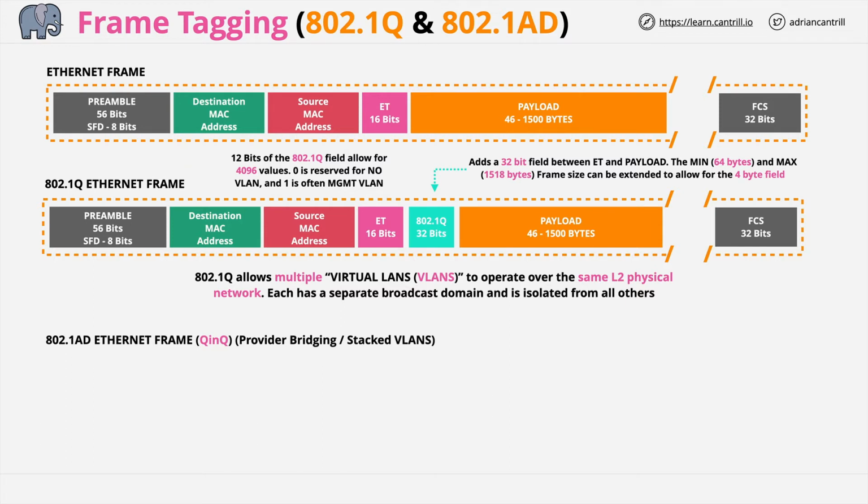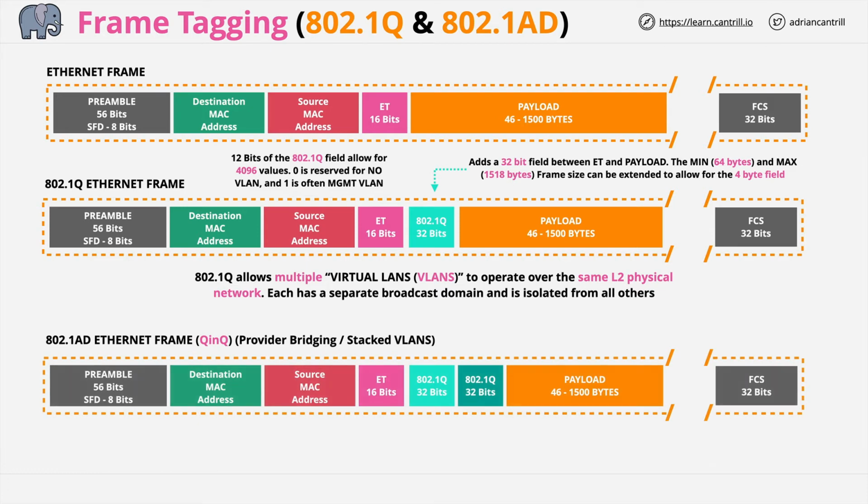Now, to help with this scenario, another standard comes to the rescue, 802.1ad, and this is known as Q-in-Q, also known as provider bridging or stacked VLANs. This adds another space in the frame for another VLAN field. So now instead of just the one field for 802.1Q VLANs, now you have two. You keep the same customer VLAN field, and this is known as the C tag or customer tag, but you add another VLAN field called the service tag or the S tag.